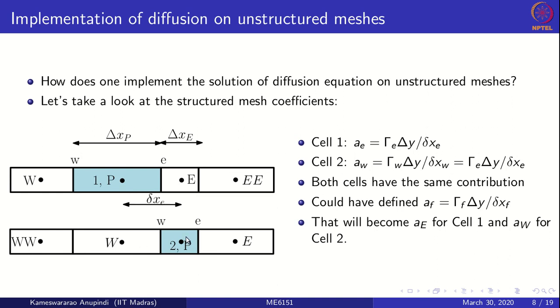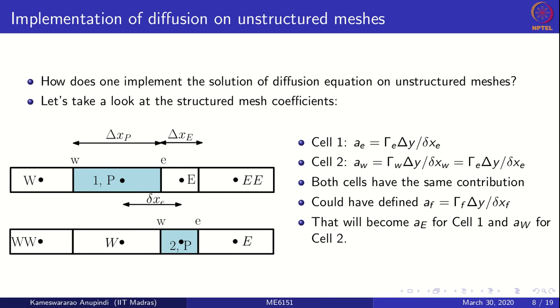Now what we see is that we are just calling it by a different name, but the numerical values are the same as before, because we are referring to the same face. So essentially A west is nothing but the same as gamma E delta y by delta xe. It's the same face, same distance, same gamma, but it is now going into the coefficient for west of the next cell. That means we are duplicating these calculations, using the same numbers, calculating the same fraction, and doing it twice: once at cell 1 where we call it A east, and once at cell 2 where we call it A west. We don't have to do this.